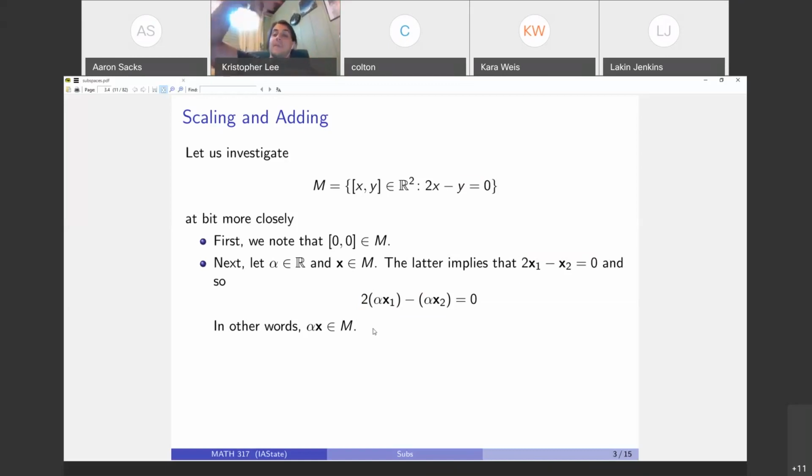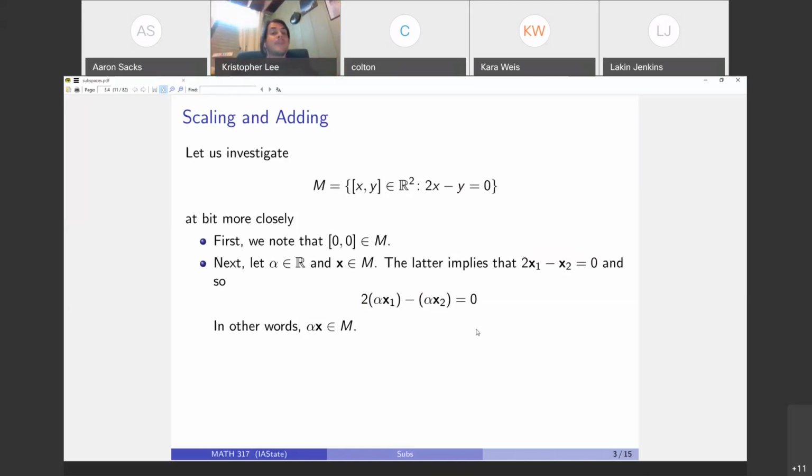So the scaling operation from R2 is closed with respect to M. Scaling anything in M keeps us in M. Remember, the way a scaling is defined in a vector space, it says, give me a real number and an element of the vector space, and I'll create something in the vector space that satisfies some properties. So here we see that taking anything in M, we can define a scaling of it that keeps us within M.